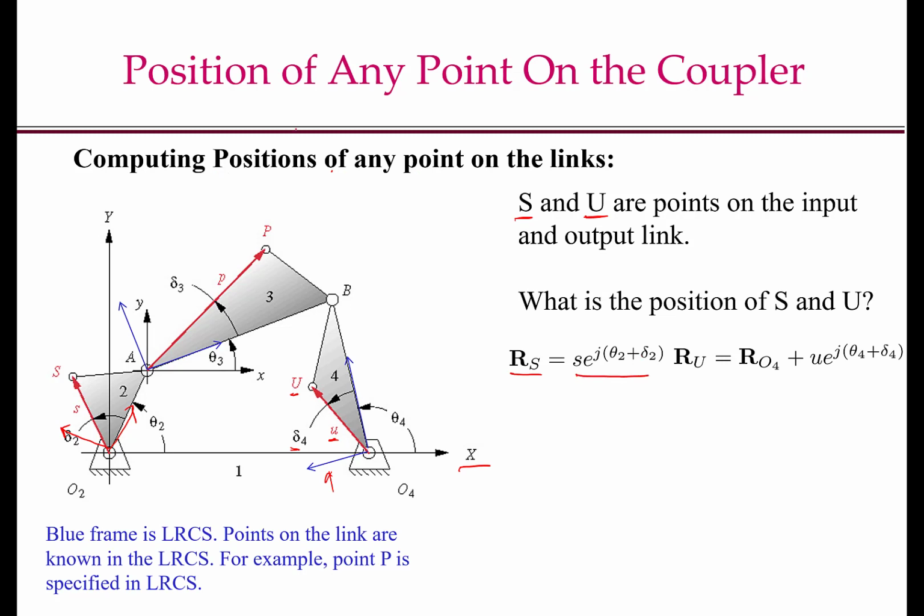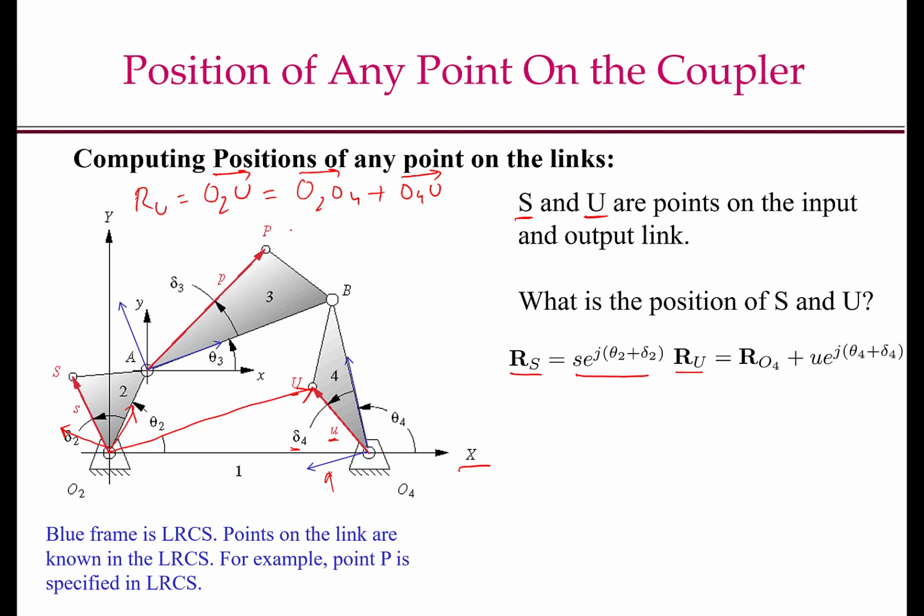Now let's look at the position vector of the point U, which we denote by RU here. So RU is the vector O2U. RU equals O2U, which equals O2O4 plus O4U. And all these vectors have to be expressed in the global coordinate system or the GCS.